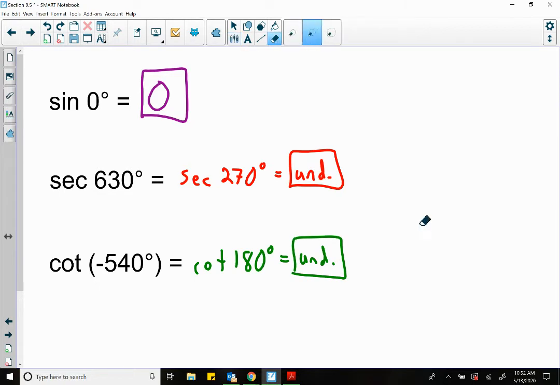So that's why I'm giving you this chart now, so you can start using it to its full advantage. Okay? So think about that. Have that chart ready to help you out on some of these.